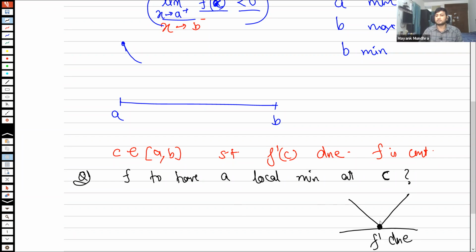So what would be the conditions for this to be a local minima? I know this is a local minima, but you can get some other question like this. So when would that be a local minima? Obviously f prime here is positive. So f prime at C plus should be positive and f prime at C minus should be negative. When that is true, that f prime C minus is negative and f prime C plus is positive, then you have this as a local minimum.